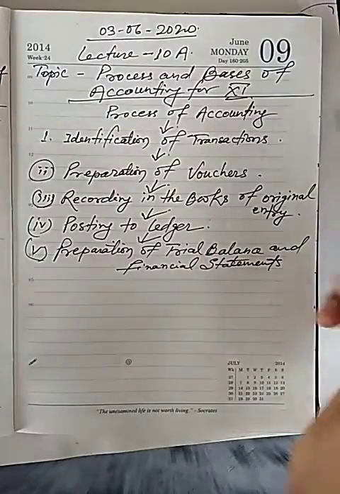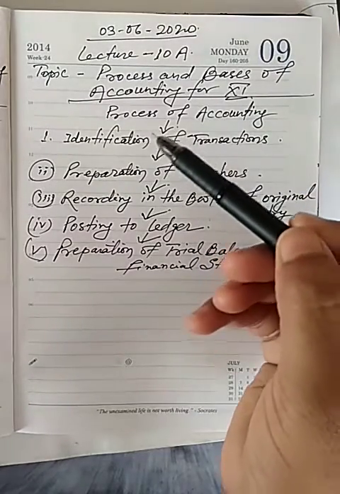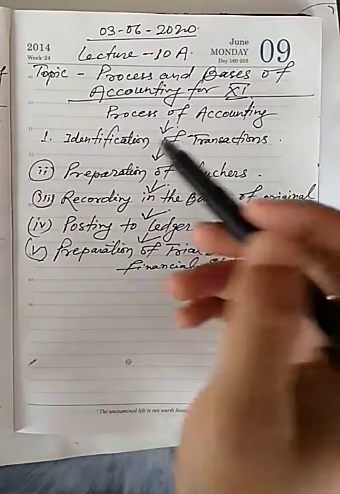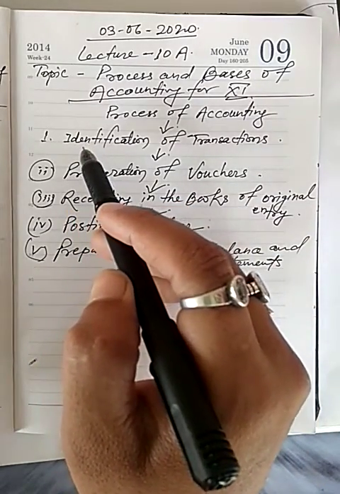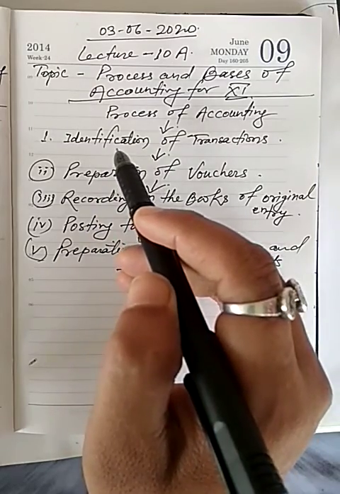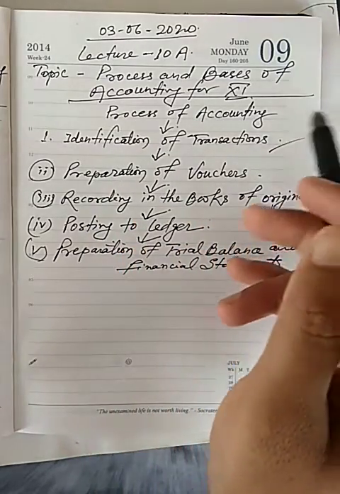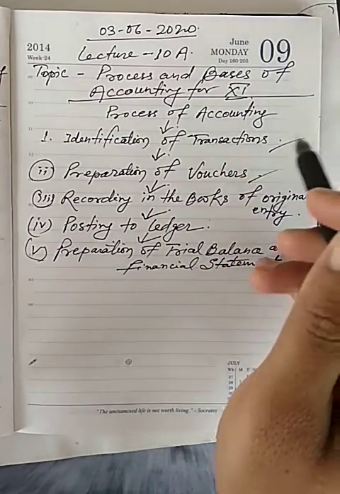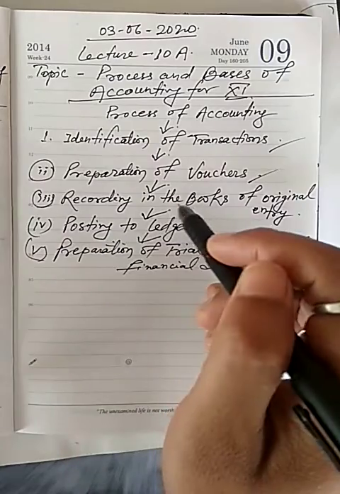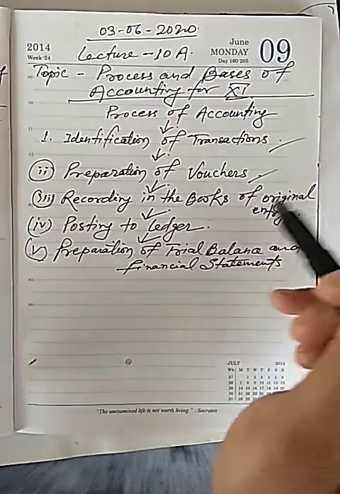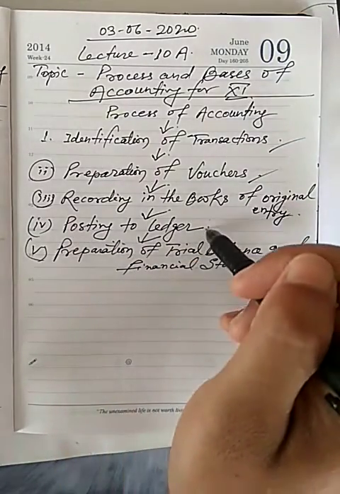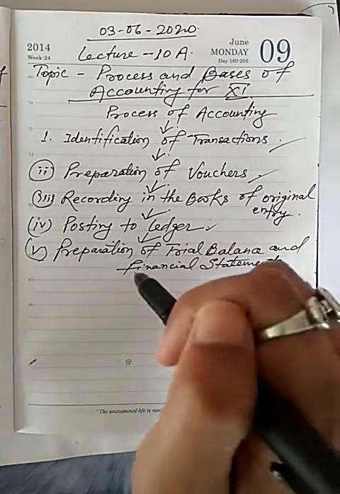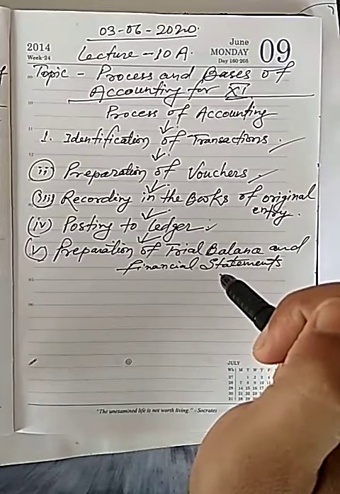So, student, this is the process of accounting. First, we have to identify the transaction, then preparation of voucher, recording in the books of original entry, then posting to ledger, and last preparation of trial balance and financial statement.